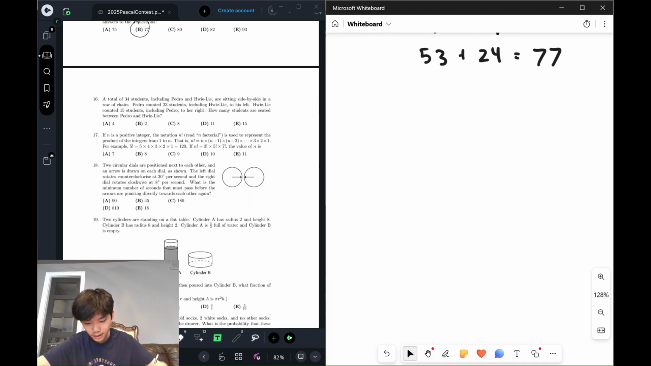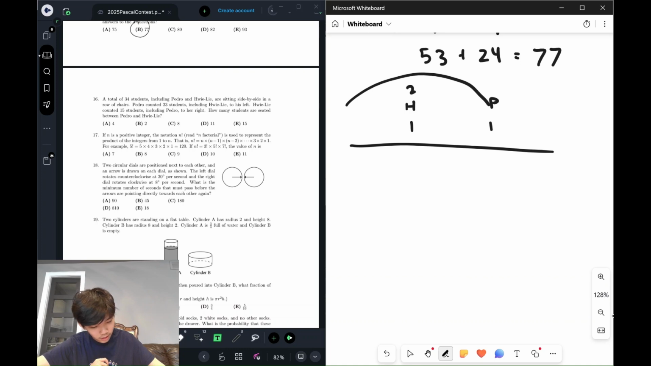Alright, moving on to question 16. We have 34 students sitting side by side, including 2 students named Pedro and Huili. Alright, a line of students. Pedro counted 23 students, including Huili to his left, so this is 23.